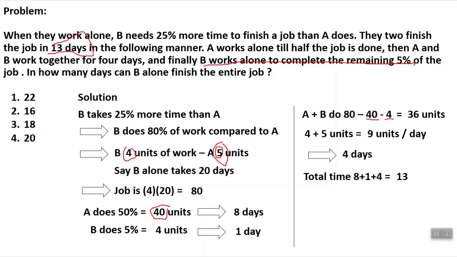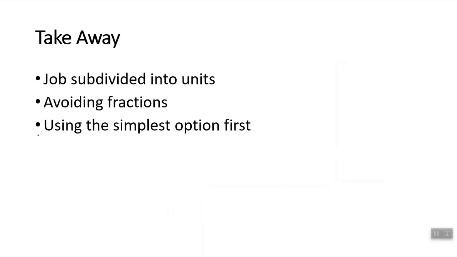And that's the answer. So what's the learning from a problem on time and work? You always divide the job into units. Like we did here, the job was divided into 80 subunits, avoiding fractions. Now what do I mean by avoiding fractions? If you had taken any other option, then 5% of that job would have come out as a fraction. It would have meant that B has taken a fractional number of days. It's an indication that you are not on the right path. Maybe there is another option which is friendlier.